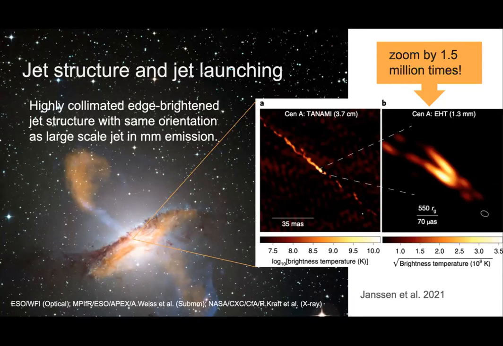And then we're looking at it even at a higher resolution, now with the Event Horizon Telescope, including ALMA, so that's a zoom of more than 1 million times with respect to the composite image. You can really look at the jet launching region and see there the still highly collimated structure, now also edge brightened, and interestingly, having the same orientation as the large-scale jet emission. So millimeter VLBI is very important in the studies of jet structures and jet launching.